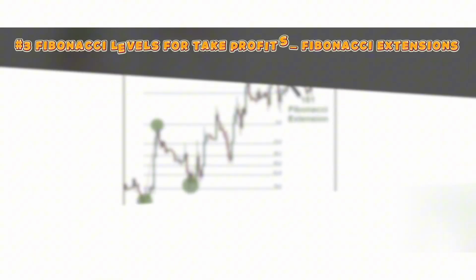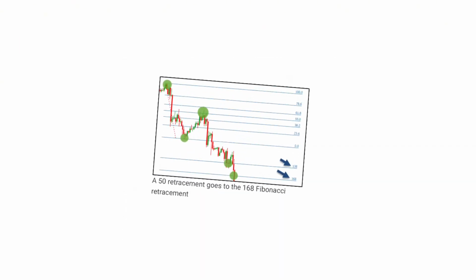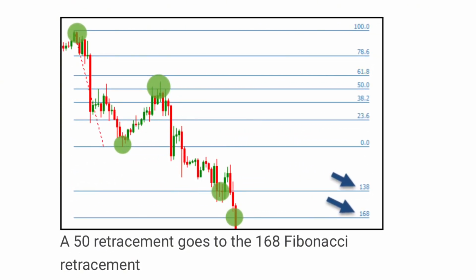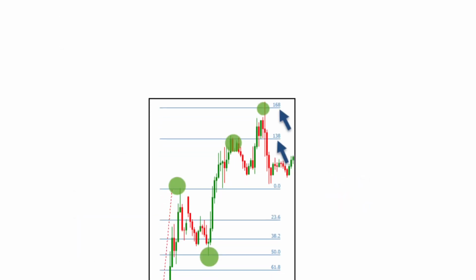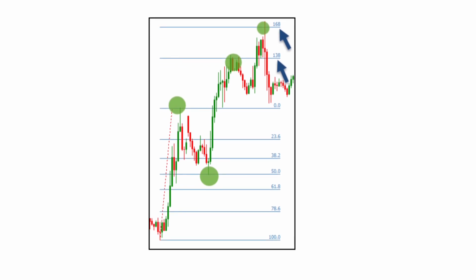And the next part, Fibonacci levels for take profits, Fibonacci extension. Finally, you can also use Fibonacci for your take profit orders. Especially the Fibonacci extensions are ideal to determine take profit levels in a trend. The most commonly used Fibonacci extension levels are 138.2 and 161.8. Most trading platforms allow you to add custom levels. Usually, the parameters to add the Fibonacci extensions are 0.618 for the 161.8 Fibonacci extension, and 0.382 for the 138.2 Fibonacci extension.